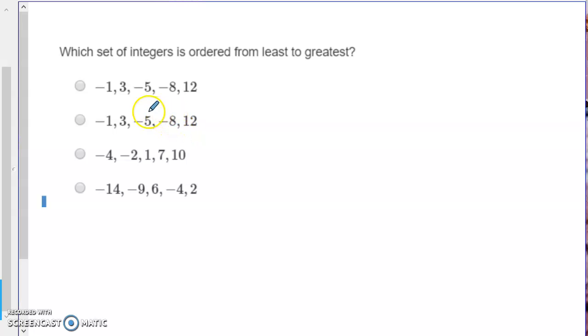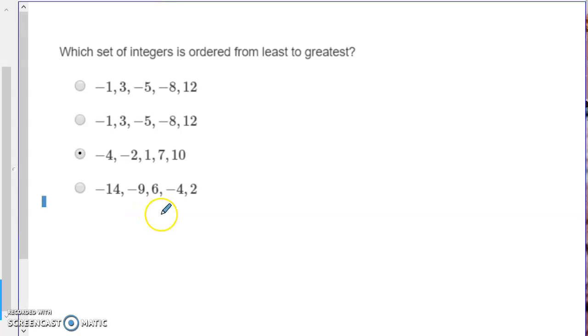Same thing with this one. This negative 8 should go over there, and this negative 5 should go over there as well. So this one's not in order from least to greatest. That's a little mistake that I think their textbook company made because those two are the exact same answer. So those are not from least to greatest. Then if I check this one, negative 4, negative 2, 1, 7, 10, those ones are in order from least to greatest, so I would select that one.